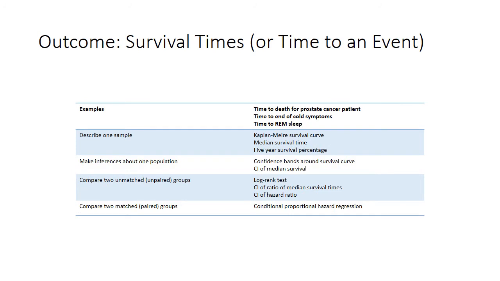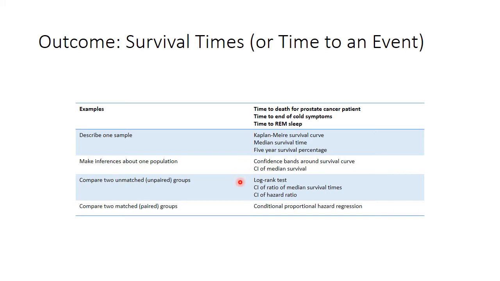If we were to look at survival times or time to an event, we can do things like using Kaplan-Meier survival curves, and probably the most common one you're going to see as far as curves go for time to a certain event. Median survival time, 5-year survival time, we talked all about those. And then when you're making inferences about that, you can use confidence intervals about the bands around the survival curve and kind of give you some information.